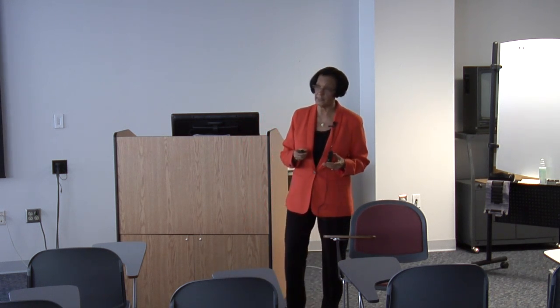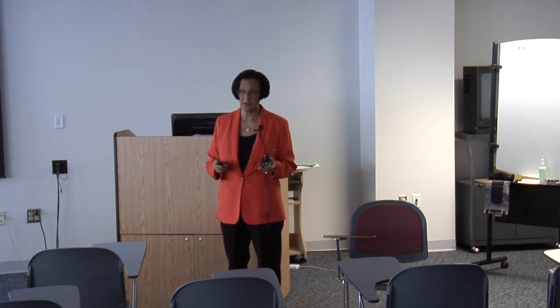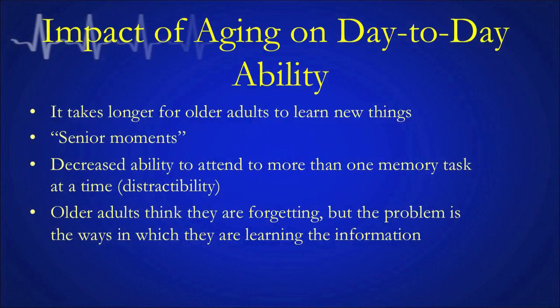So losing memory is not a normal part of the aging process. What is some of the impact of aging on day-to-day ability? It does take longer for an older person to learn new things, because the speed of processing actually does go down. It's not that they can't learn new information, it just takes them longer to learn it.